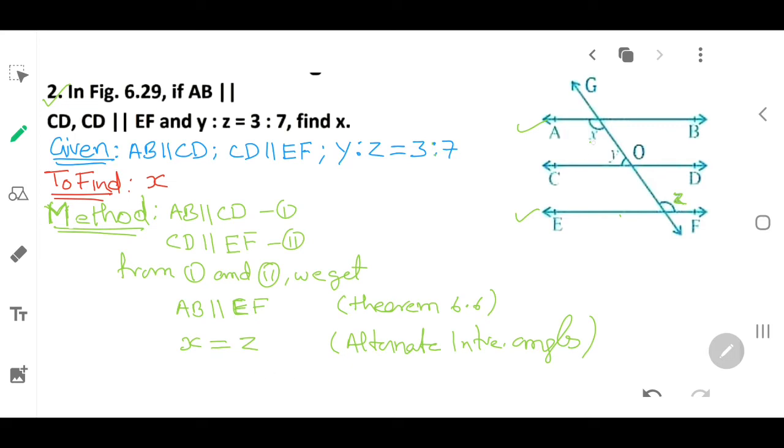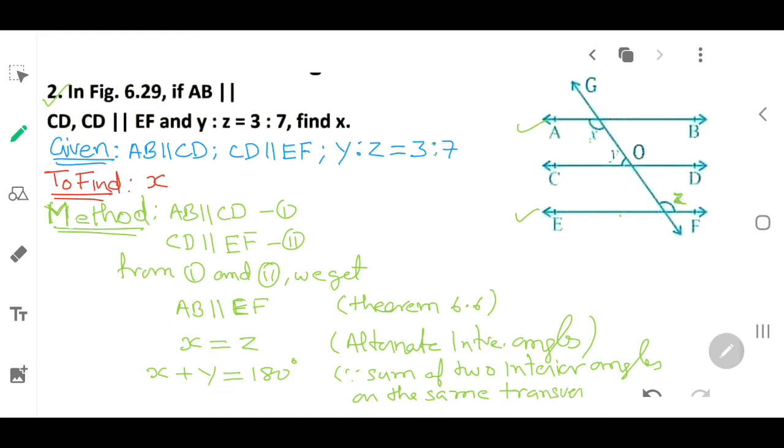Now the value of x and y, let's see. x plus y would be equal to 180 degree. So what is the reason that it is 180 degree? Since the sum of two interior angles on the same side of the transversal is 180.